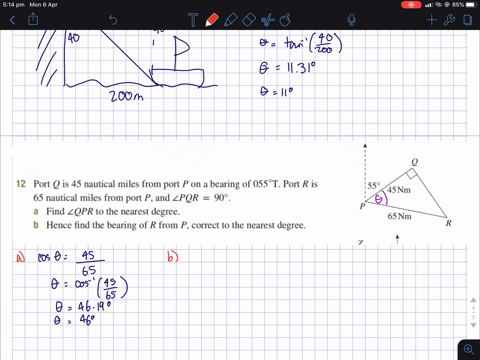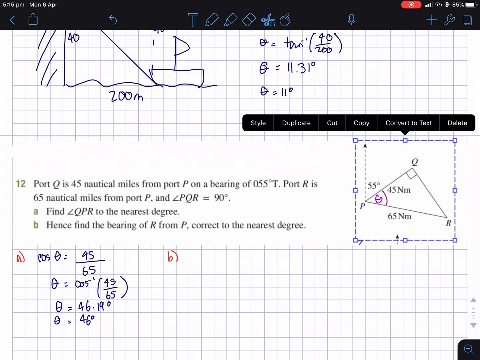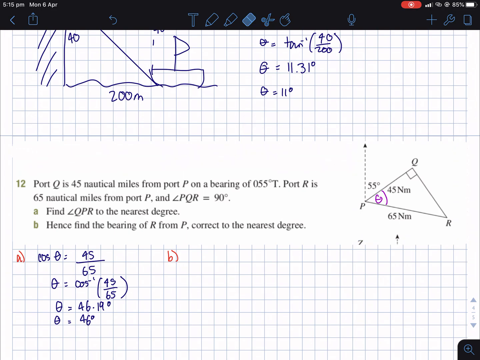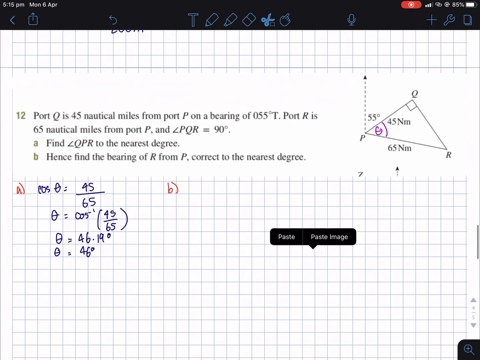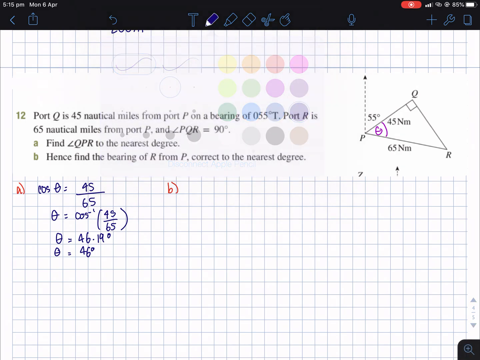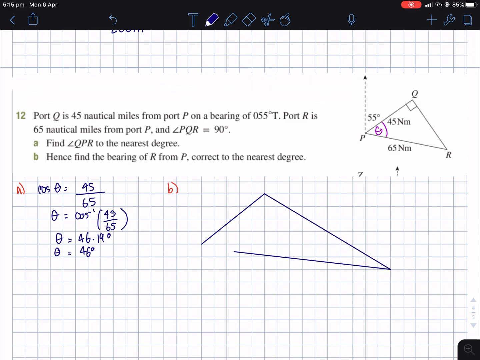hence find the bearing of R from P. Now, I'm going to have to draw this diagram again. Okay, no, I'm not going to. Okay, I'm going to have to just draw the diagram myself. I was really hoping I could be lazy. Now we know that this is a right angle. We know that this is 46 degrees. And they want the bearing of R from P.